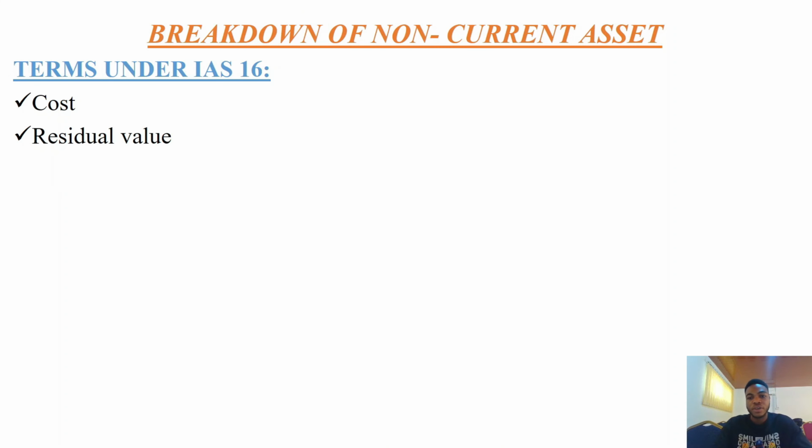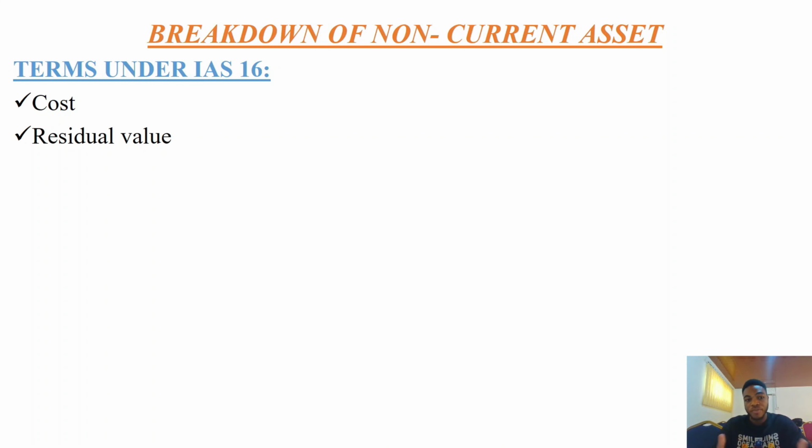Now, residual value has to do with the amount at which you sell the asset after it has completed its useful life. So you bought the asset and you said, this asset will be with me for 5 years. I'm going to use this asset for 5 years, right? Now, after you use this asset for 5 years, you can choose to sell it. So the amount at which you sell that asset becomes the residual value.